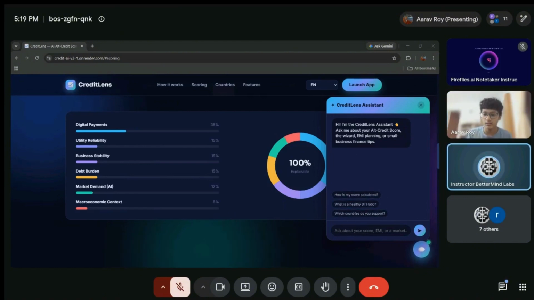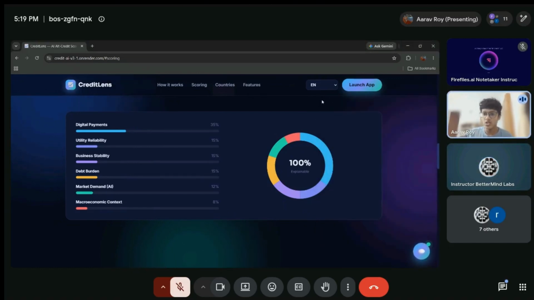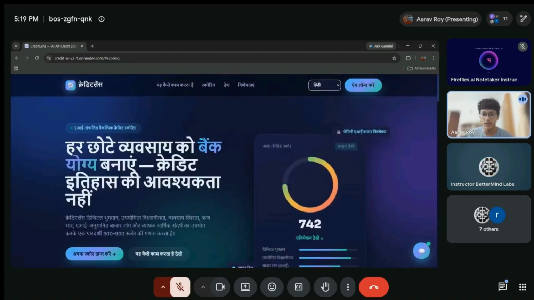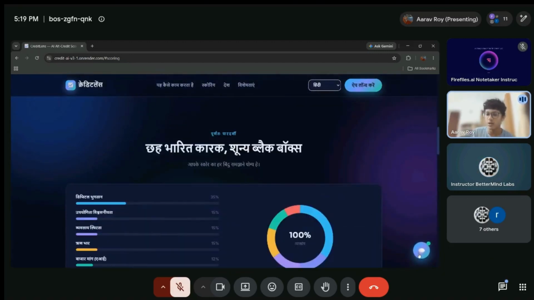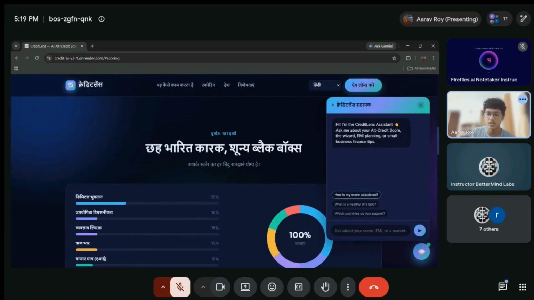Can the chatbot be in other languages as well? If you change the language to Hindi, will the chatbot also change? So the language changes for the interface, but for the chatbox it doesn't really change. Hmm. So that's maybe a feature you can work on possibly. All right.